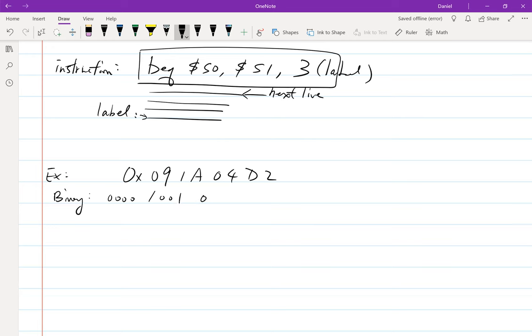Zero, zero, four. D, what is D? D is 1101, right? D is 13. Oops, what is that? We have 1, 2, 3, 4, 2, right? 0, 0, 1, 0. Okay, so 1, 2, 3, 4, 5, 6, 7, 8. So what format is it?